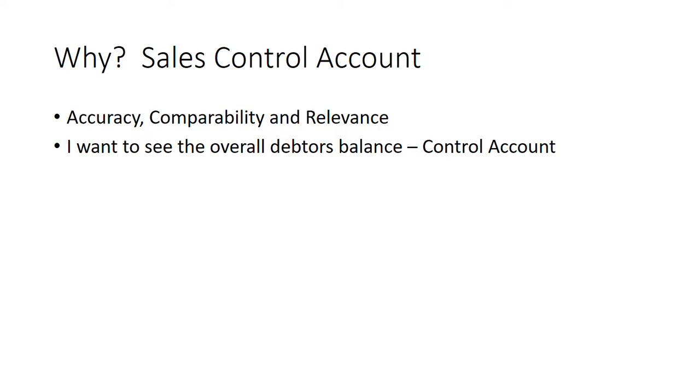And why do I want to see that? Well, I have a general idea in my head, as the reader of the accounts, of what the overall debtors balance should be. Let's say I think it should be £50,000, and I look at the general ledger, and the control account says it's £100,000 in total. So I'm now concerned. Okay? Why is it that we have £50,000 more in our control account than I really think it should be?